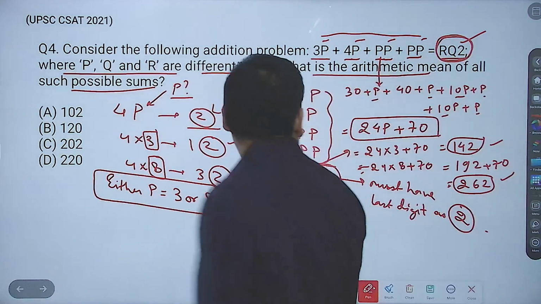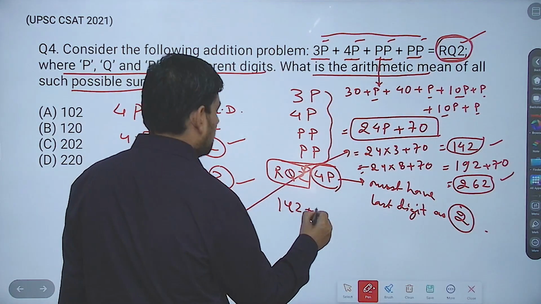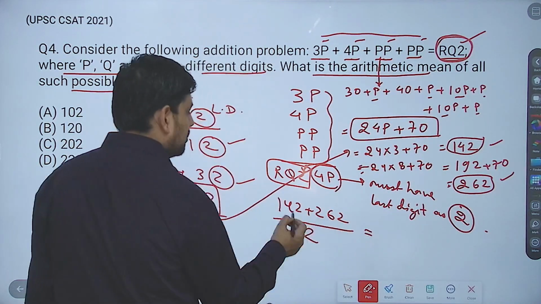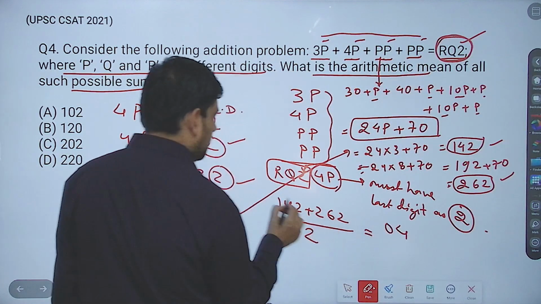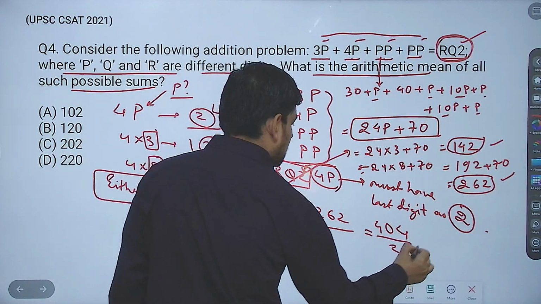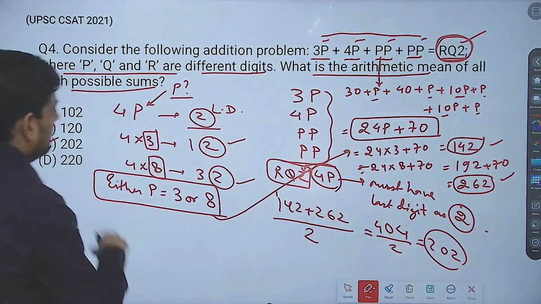Now you just need to find the average of them. So the average will be 142 plus 262 divided by 2. 2 plus 2 is 4, 6 plus 4 is 10, 0 here and 1 carry, 1 plus 1 plus 2 is 4. So 404 divided by 2 is 202. So 202 becomes the answer.